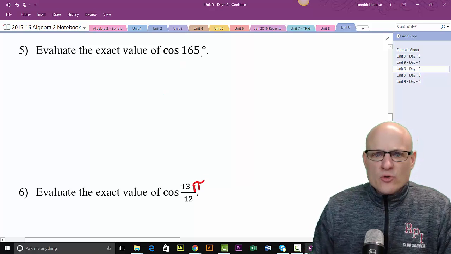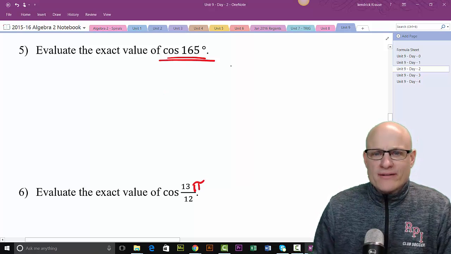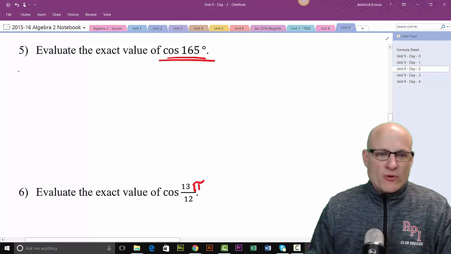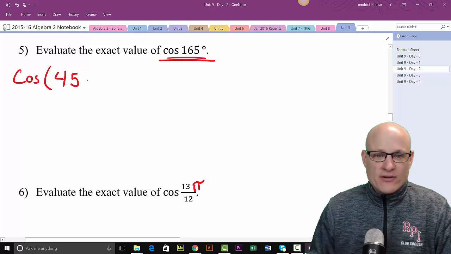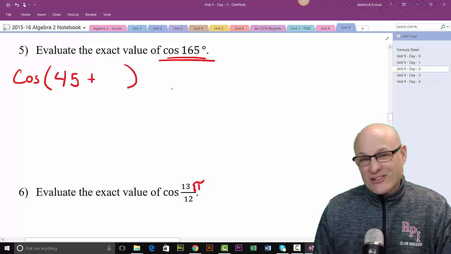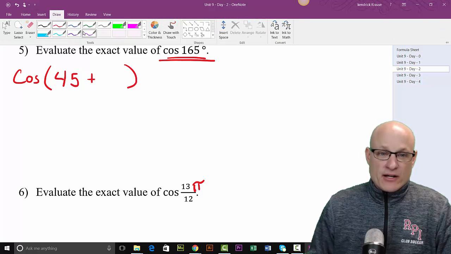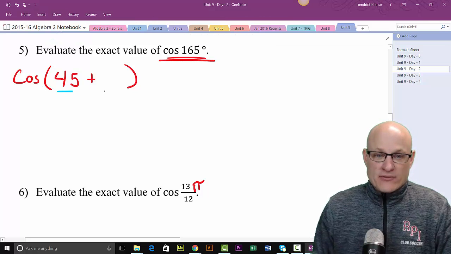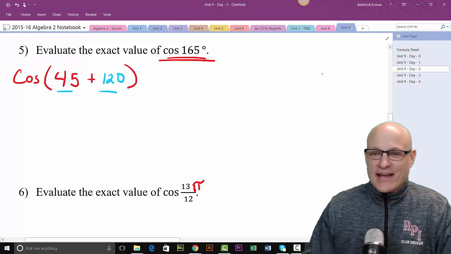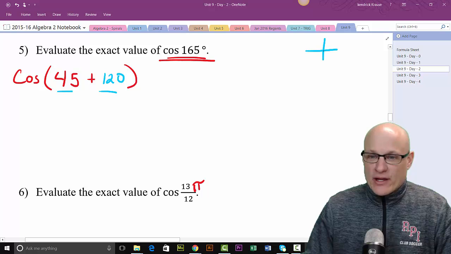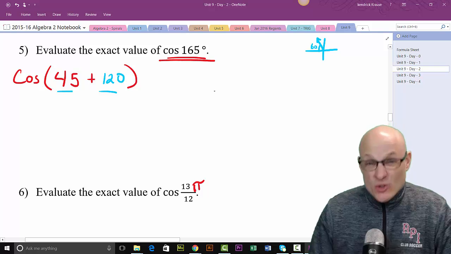So we don't know anything about 165. And I told you before, if you remember correctly, if it ends in a 5, more than likely you're going to use 45 plus some other relatively nice angle. Now in this case, what I want to figure out is what number I have to add to 45 to get 165. And clearly that's 120. Now is that a nice angle? I hope by now you know that it is. It's 60 degrees. But we're not going to use 60. You have to use 120.